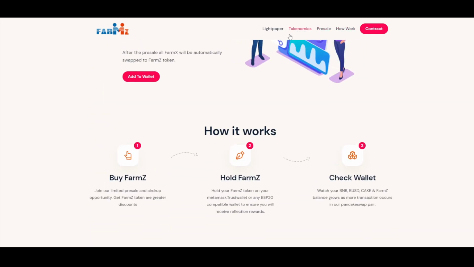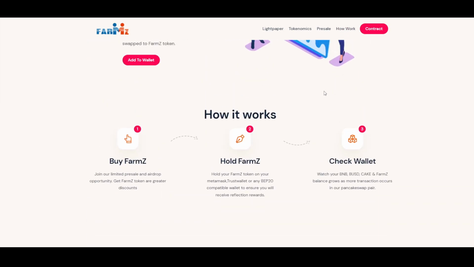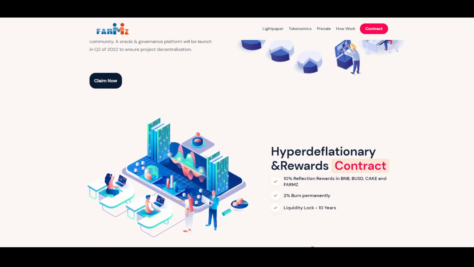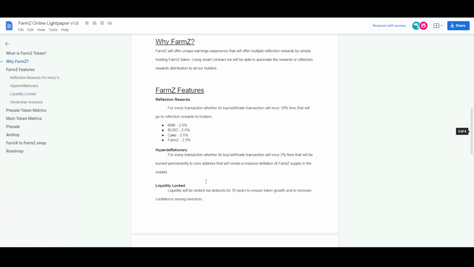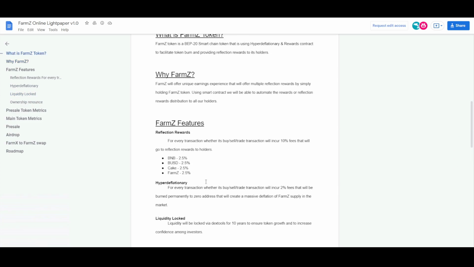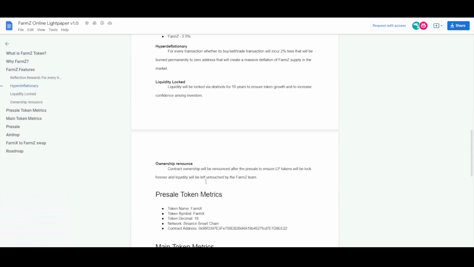FarmZ is a hyper-deflationary and rewards BEP-20 token that rewards its holders in BNB, BUSD, CAKE, and FarmZ token. Basically, hold your FarmZ token in your wallet and your wallet balance grows. Let's check out their features.